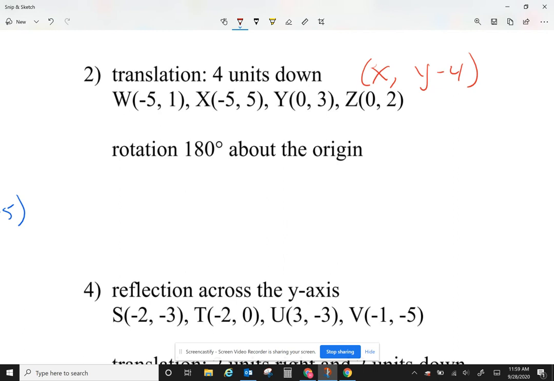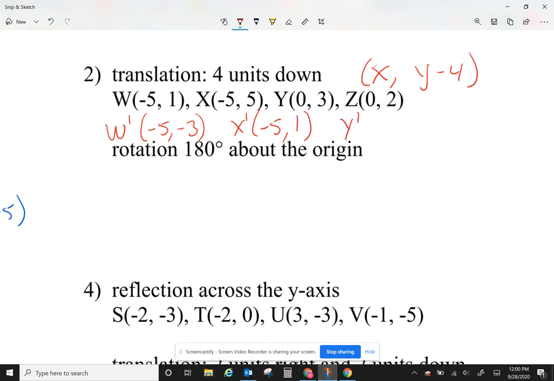So if I was looking at w and I wanted to find w prime, my value will be (-5, -3). I left the x alone. I subtracted from y. So y minus 4, 1 minus 4 gave me -3. Now, if I was looking at x prime, remember, leave the x alone and subtract 4 from y.